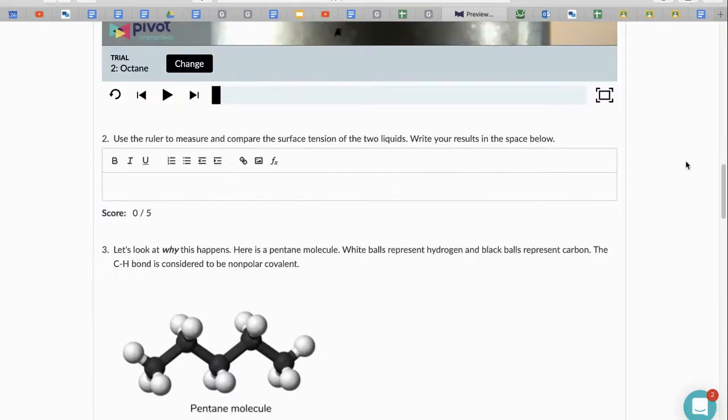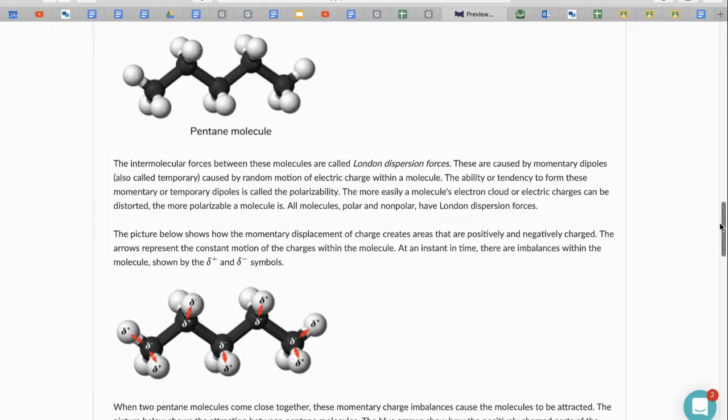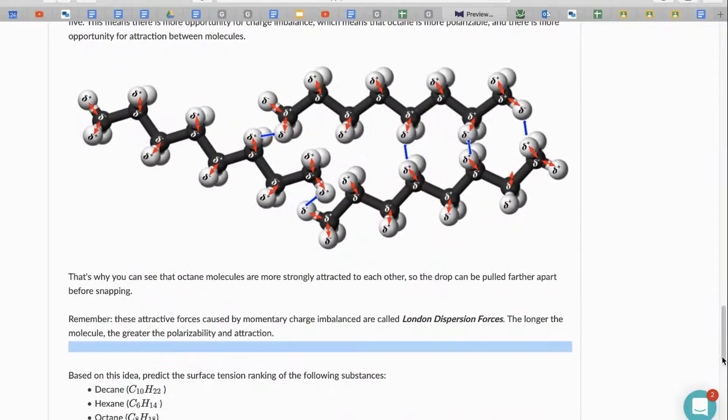There are questions for you to answer, and then there's text for you to read that refers to the phenomena that you just saw and the different intermolecular forces. For example, here are the temporary dipoles that are set up between nonpolar substances. All molecules, in fact, have LDFs, London dispersion forces. Depending on the size of the electron cloud, how squishy and polarizable it is, these dispersion forces can be quite strong.